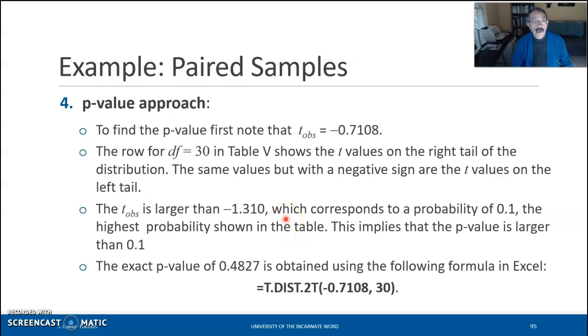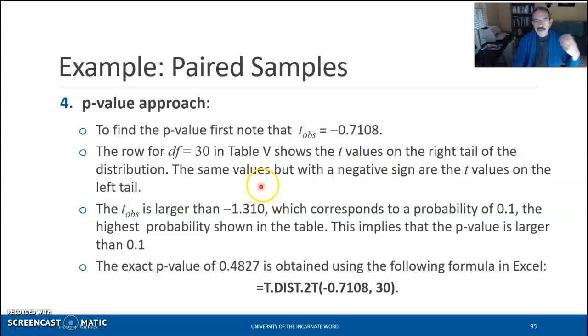Now, if you decide to follow the p-value approach, to find the p-value, we know that the t-observed is negative. So we go into table 5 and look at the row for 30 degrees of freedom. But remember, these are our values on the right tail. So they are positive because they're on the right tail of the t-distribution, which is centered on 0. But for the same probabilities, you have the exact same values on the left tail, but now they are negative. So what we do is we compare this negative t observed to the values on the table, but they're negative values.